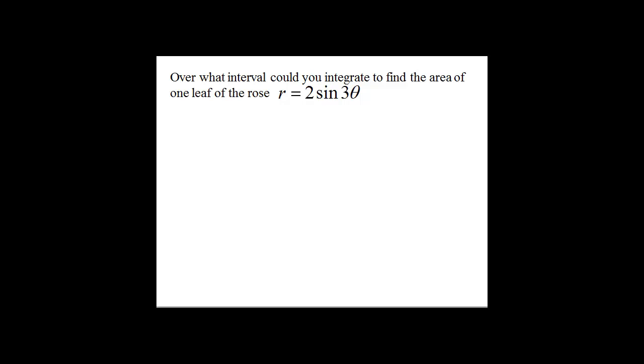Over what integral could you integrate to find the area of one leaf of the rose r = 2 sin 3θ? And it says "could" because remember that things are not unique in polar coordinates. Well, let's go ahead and make a sketch in rectangular coordinates of r and theta so we can see what our graph looks like here for our rose.